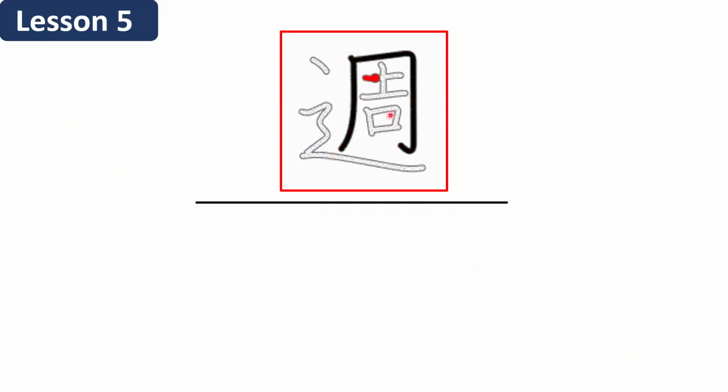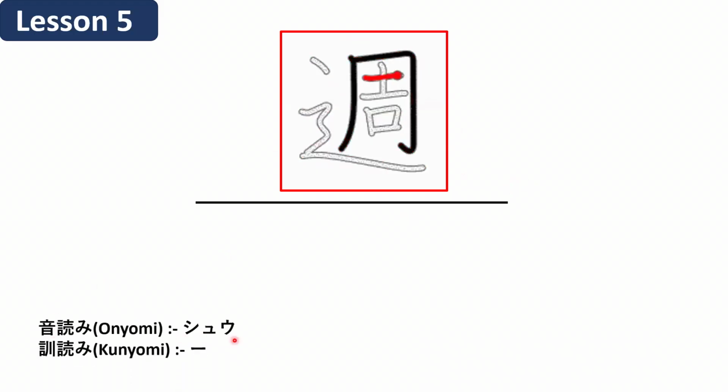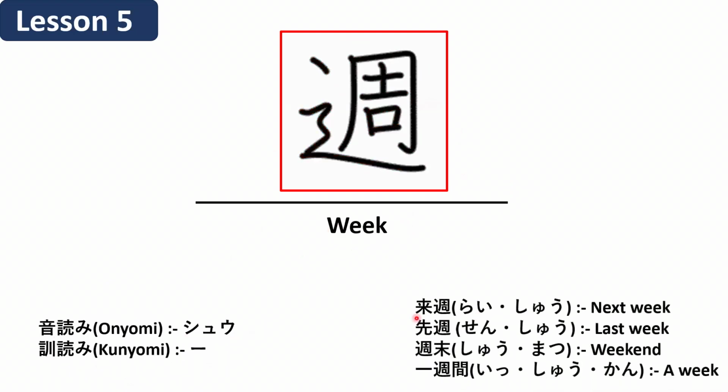Onyomi is shu. Week. Raishu. Next week. Senshu. Last week. Shumatsu. Weekend. Isshukan. A week.